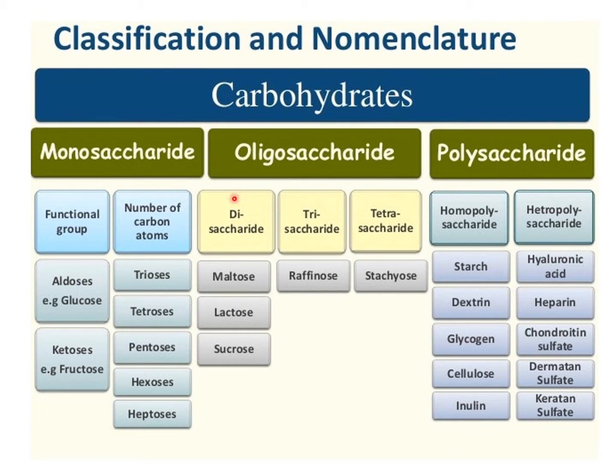Next, if two monomers are bound together, we call it a disaccharide. Examples of disaccharides are maltose, lactose and sucrose. Next, trisaccharides, where 3 monomers are joined together, for example raffinose, then tetrasaccharides, for example stachyose.